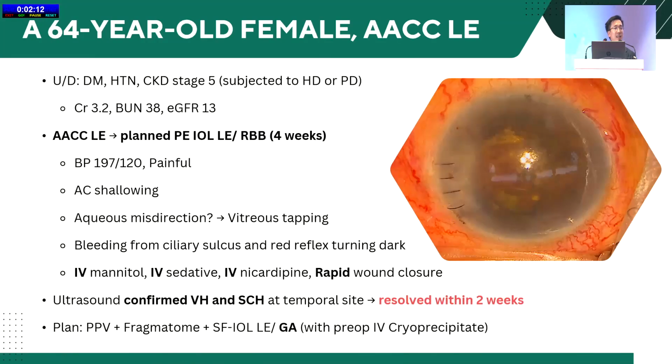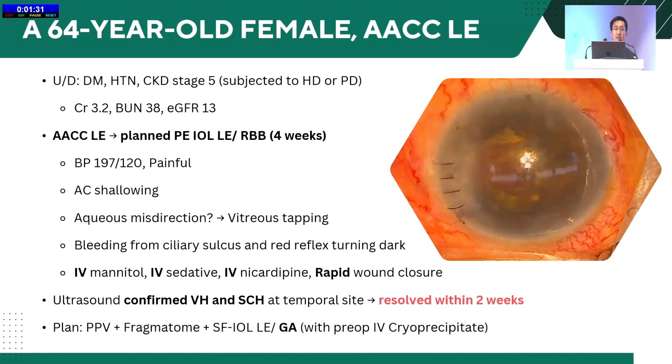So I would like to share this case, which is on the front of this slide. This is a 64-year-old female with a lot of underlying diseases related to atherosclerotic risk, such as diabetes, hypertension, and chronic kidney disease stage 5. Her eGFR was 13 and she was on dialysis. She was diagnosed with angle closure of the left eye and was initially planned for phaco about 4 weeks ago. But unfortunately, during the operation, the BP came up and the patient was really in pain, and the AC became shallow.